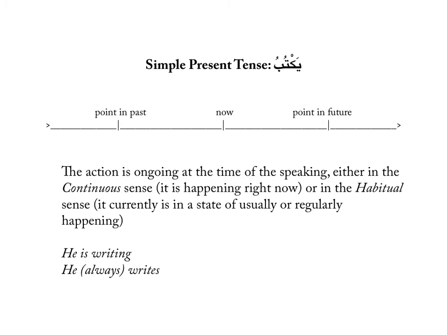Yaktubu refers to action that is ongoing at the time of speaking. It's happening right now, or it's habitually happening. In other words, it regularly happens the way things are right now. And so a translation of that would be, he is writing, he is in the process of writing, or he always writes, he usually writes, etc.